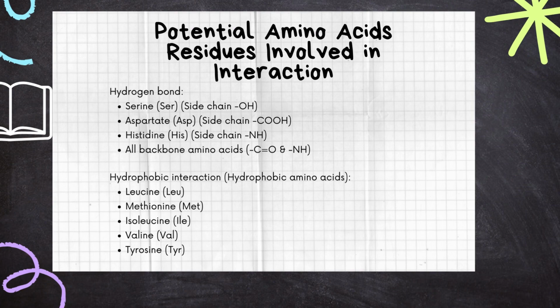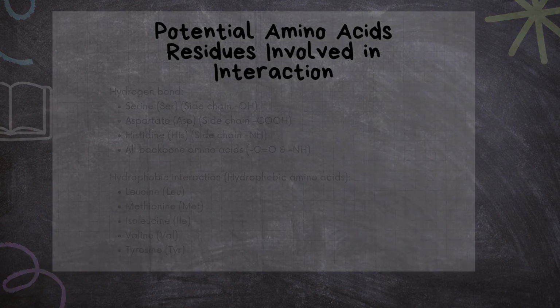Here are some identified potential amino acid residues which might be involved in the protein ligand interaction. For hydrogen bonds, serine with side chain hydroxyl group, aspartate with side chain carboxyl group, and histidine with side chain amino group. The carbonyl and amino groups of all the backbone amino acids could also contribute to the hydrogen bonding between ligand and the protein binding site. While hydrophobic amino acids such as leucine, methionine, isoleucine, valine, and tyrosine might be involved in the hydrophobic interaction formation in the protein ligand complex.